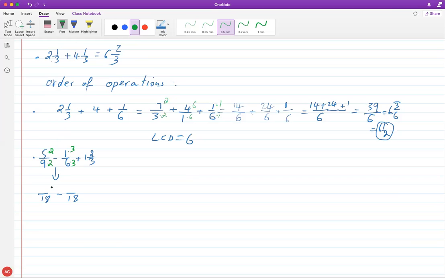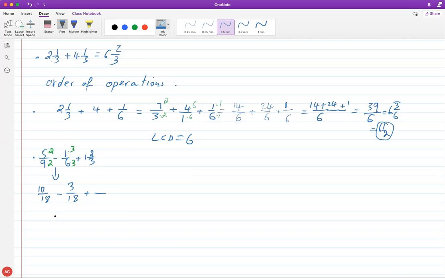Again, we're going to finish this one first and later bring this one down. Or you can do it the same way as here: turn all into fractions first, find the LCD for all, and subtract. So this turns into 10 here, 3, plus, and let's turn this one into a fraction now.